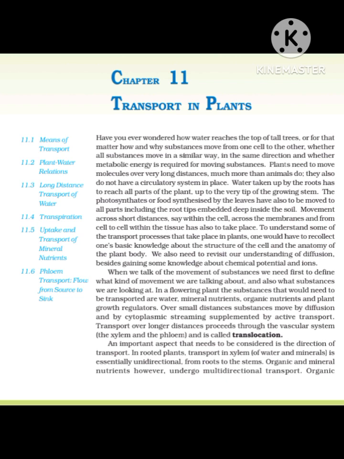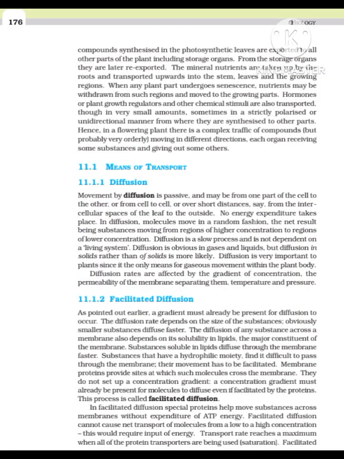Organic compounds synthesized in the photosynthetic leaves are exported to all other parts of the plant including storage organs. From the storage organs they are later re-exported. The mineral nutrients are taken up by the roots and transported upwards into the stem, leaves and the growing regions. When any plant part undergoes senescence, nutrients may be withdrawn from such regions and moved to the growing parts.